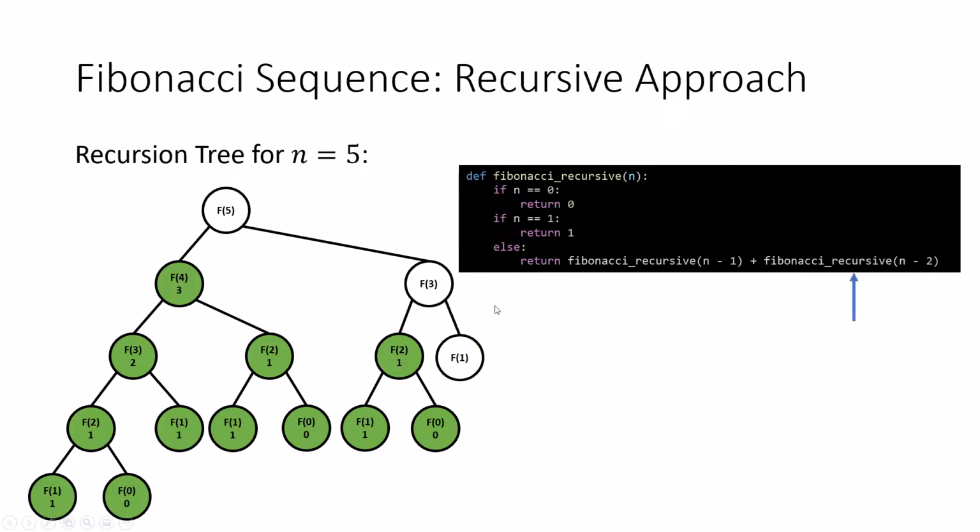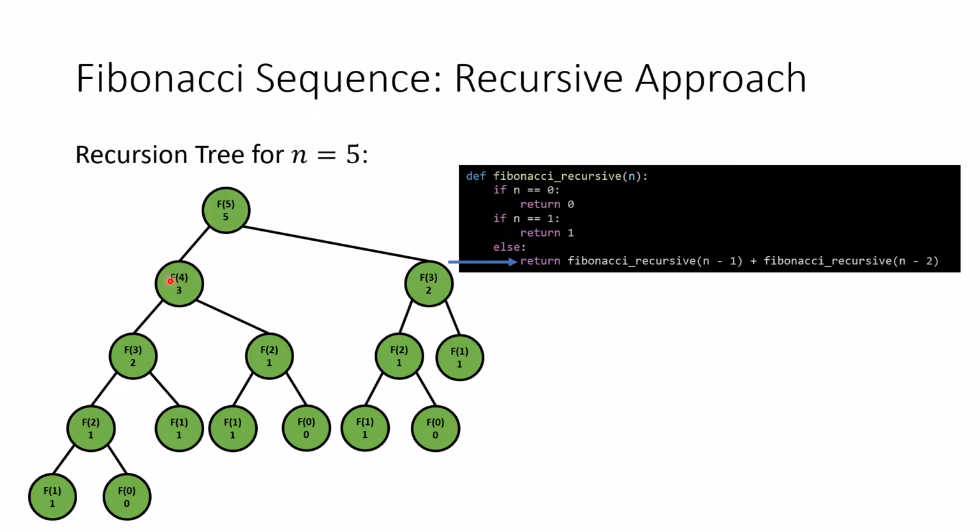Now we have f of 2. Now we got to go to the right of f of 3, which is f of 1. Compute that. That's a base case. And so on. Now we have f of 3, which just evaluates to 2. And now we're finally done.